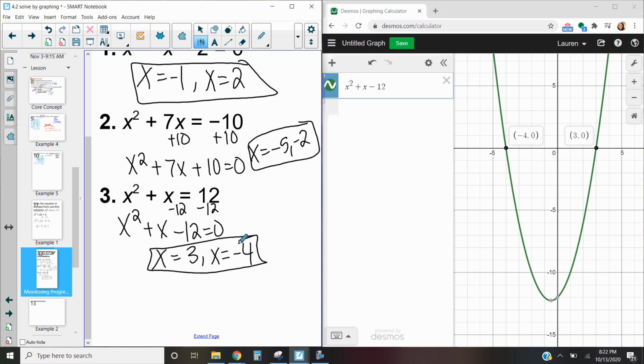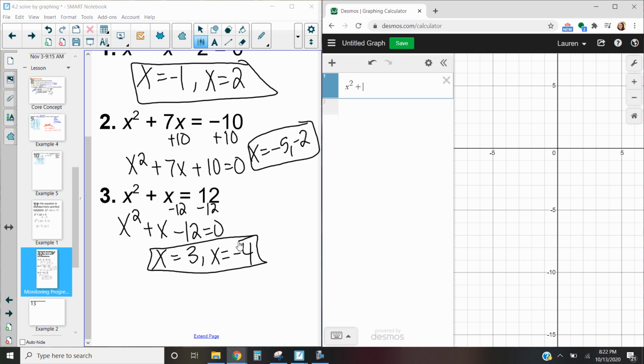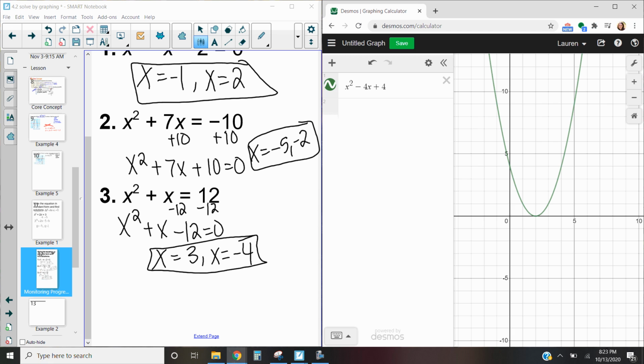Now, all of these ones had two solutions. Sometimes we'll run into some that don't have two solutions. So say, for example, we had the function x squared minus 4x plus 4. Notice how this one only crosses our x-axis once. It hits it right here at 2. Now, that one only has 1 solution. The solution is 2. Similarly, we can have something like x squared plus 2x plus 1. This one has 1 solution, and this one is at negative 1.